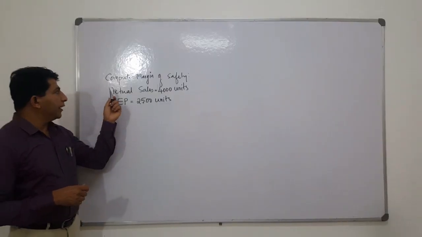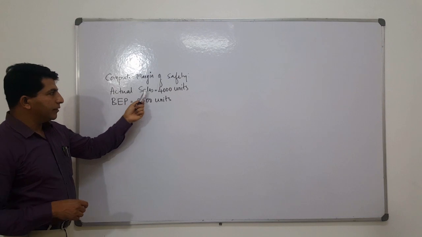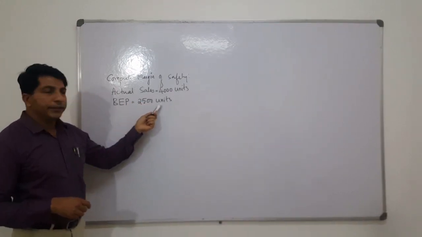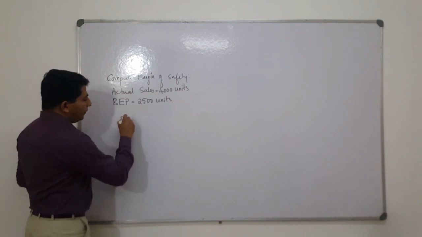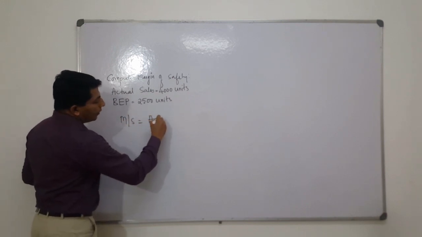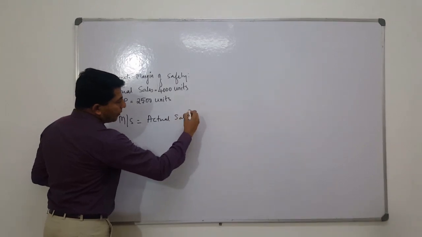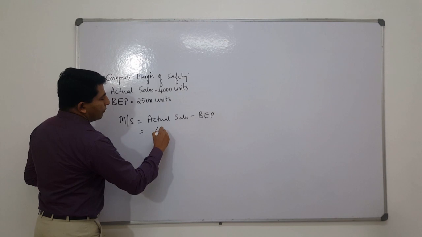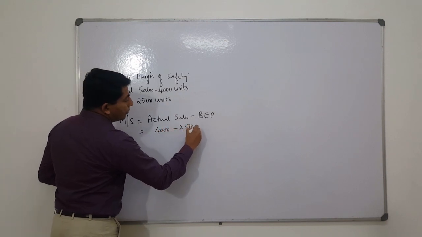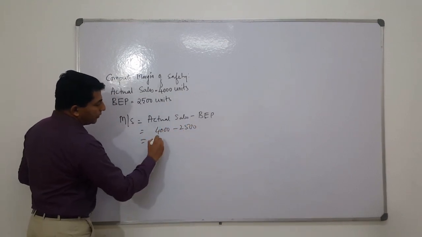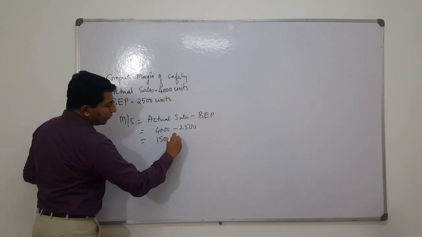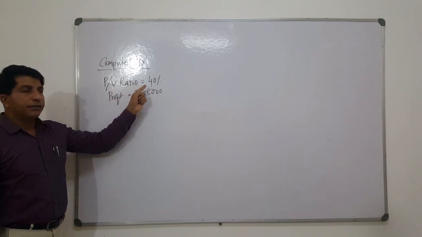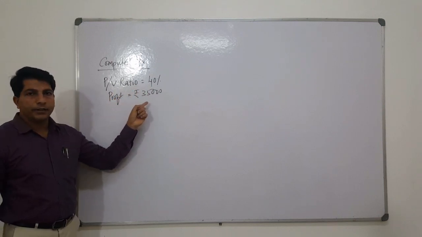This is the example for the calculation of margin of safety. See, here actual sales in units given 4000 units, break-even point 2500 units. Margin of safety is equal to actual sales minus break-even point. 4000 minus 2500, margin of safety is 1500 units. In this example, PV ratio is given, that is 40%, and profit is rupees 35,000.